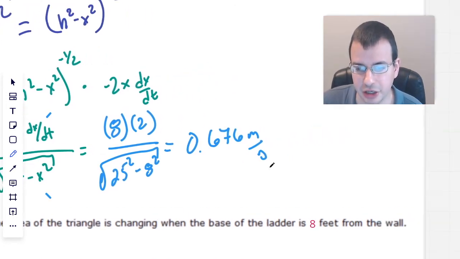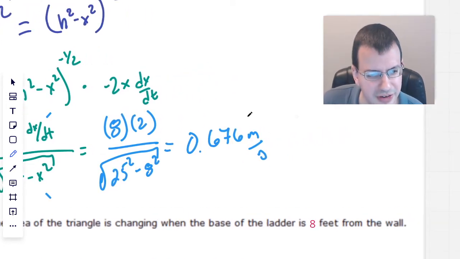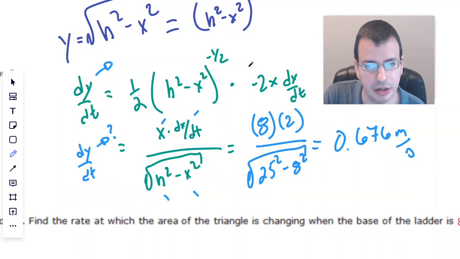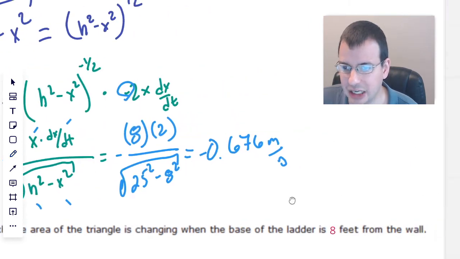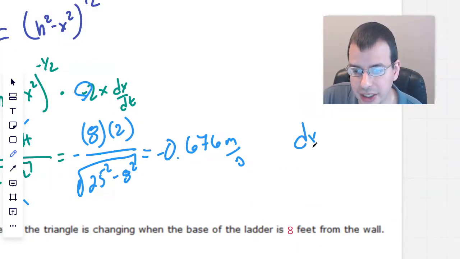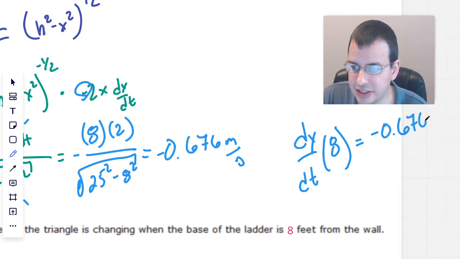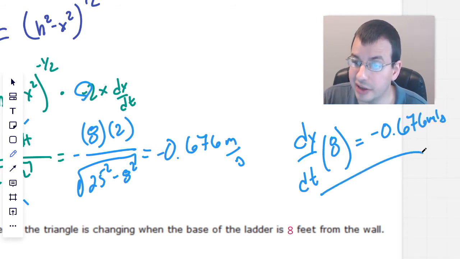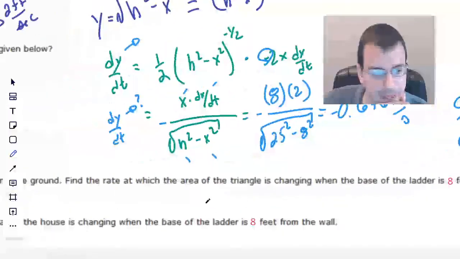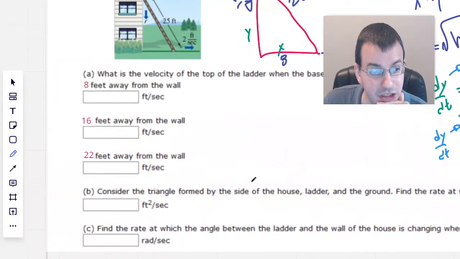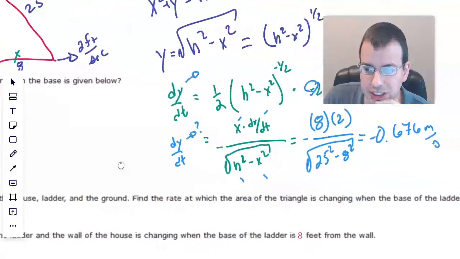So that gives us the answer of, did I forget a negative? I'm pretty sure I did. Whoop, that negative right there. So dy/dt, which equals r, at x equals 8, equals negative 0.676 meters per second. Okay. So now, I think they asked us for other distances, which should be easy because we just plug in the number. 16 feet away from the wall and 22. So 16 and 22.